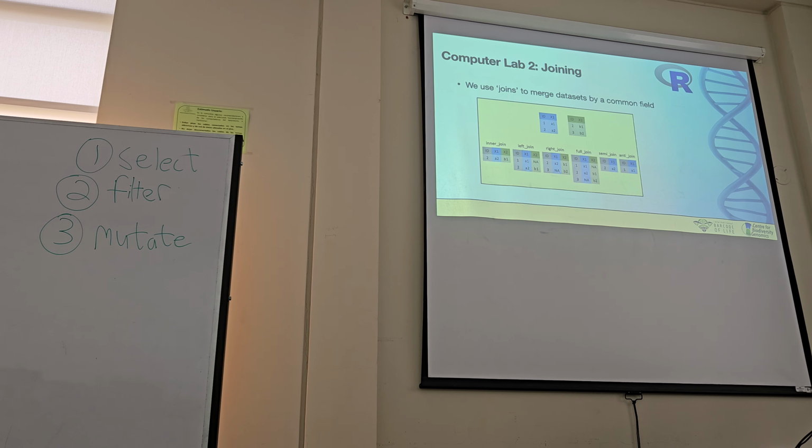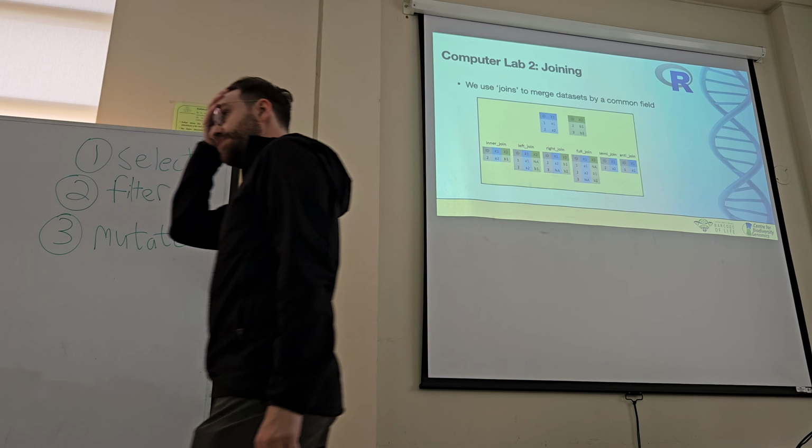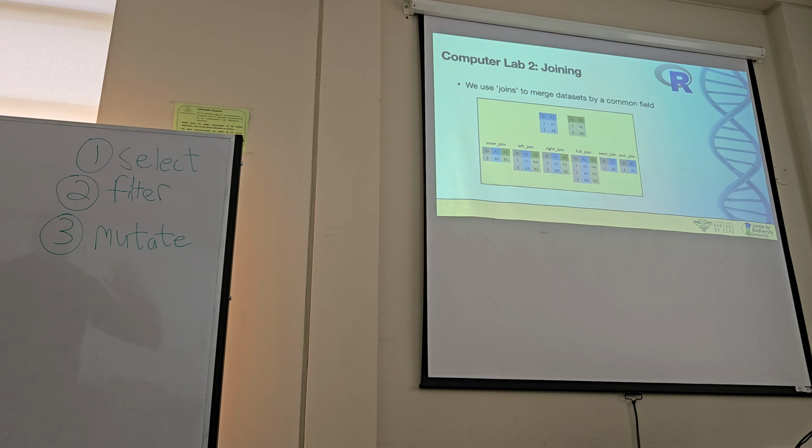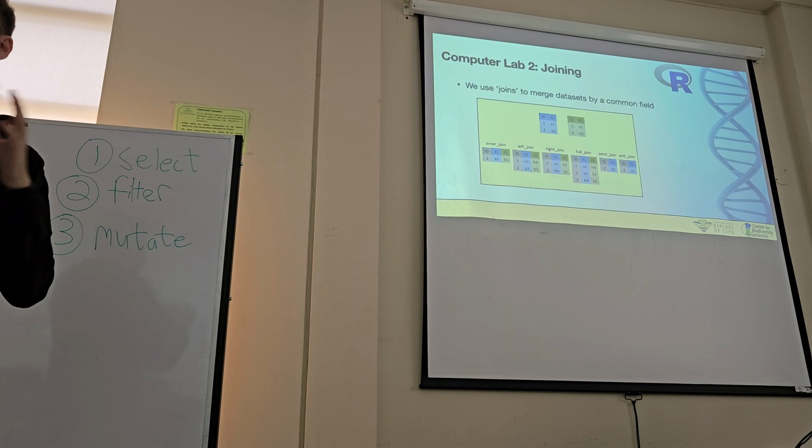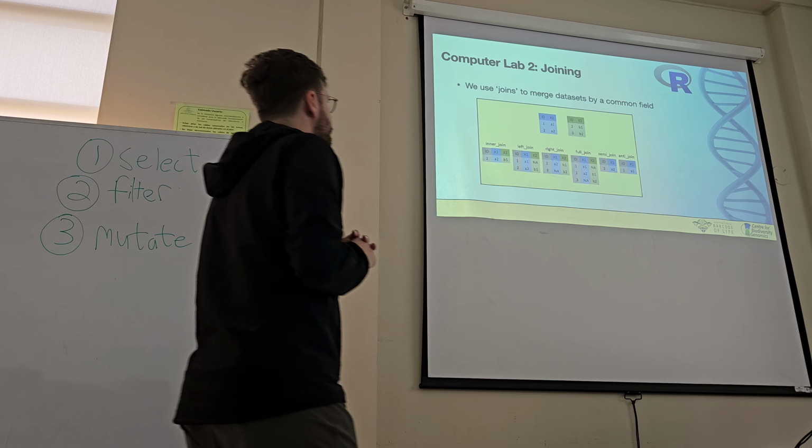So, now we'll learn about joining. Joining is when you have two data sets that you want to put together. So maybe you have the DNA sequences for all your samples, and then you have the taxonomy for all your samples. And you want to put those in the same one, so you have to join them. So joining is very common. I do it all the time.